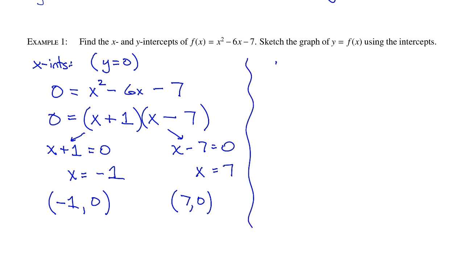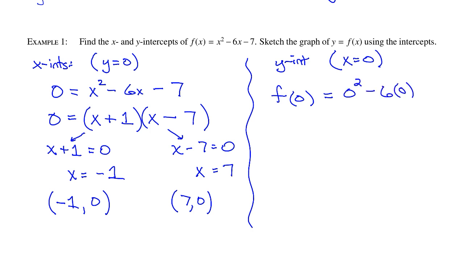Next, I want to find the y-intercept. And the y-intercept is where x is equal to 0. And that just means we're going to plug in 0 for x. So this is f of 0, which is 0 squared minus 6 times 0 minus 7, which is negative 7. And that corresponds to the point 0, negative 7.